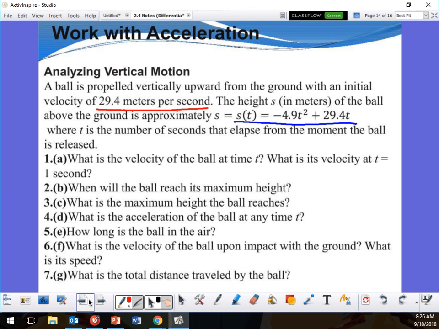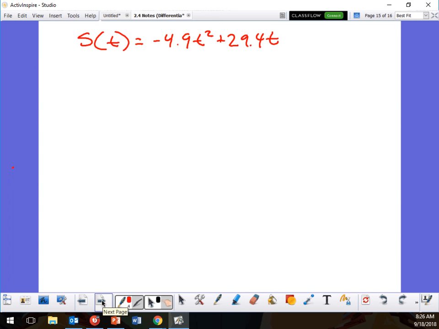Okay, so what does the first one say? What is the velocity of the ball at time t? What is its velocity at t equals 1 second? First, velocity. We know velocity is the derivative of position, right? So instead of saying s prime, I could also call it velocity. I'm going to start with s prime on this one.